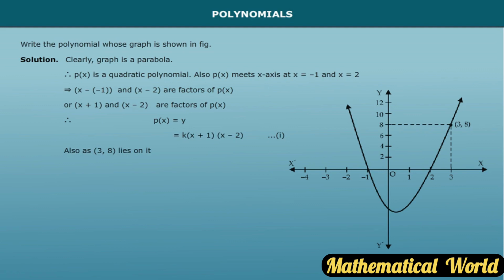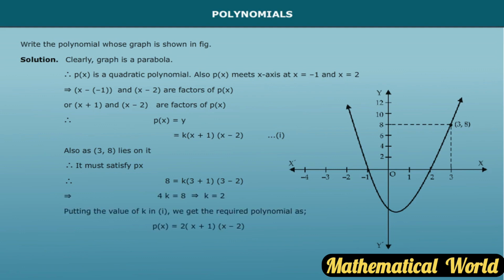Now, looking at the graph again, note that the point (3, 8) lies on it. So, it must satisfy the polynomial p(x). That gives 8 equals k times (3 plus 1) times (3 minus 2). This on simplification gives k equals 2. That means p(x) equals 2 times (x plus 1) times (x minus 2). On expansion, we get p(x) equals 2x square minus 2x minus 4, which is the required polynomial.